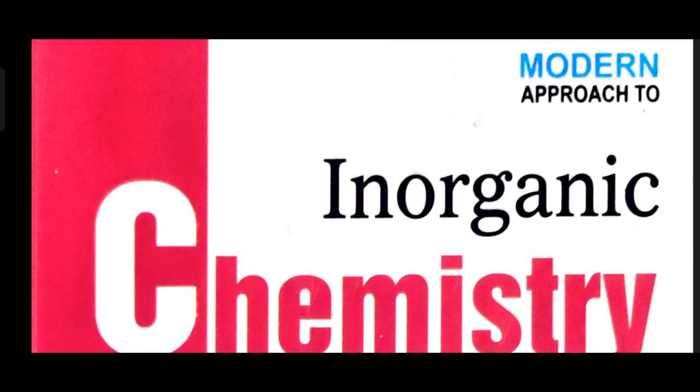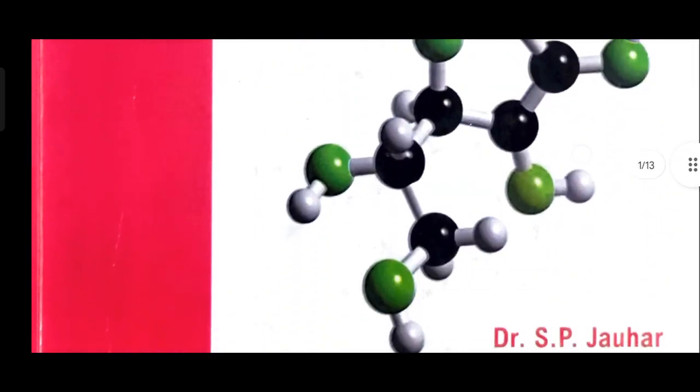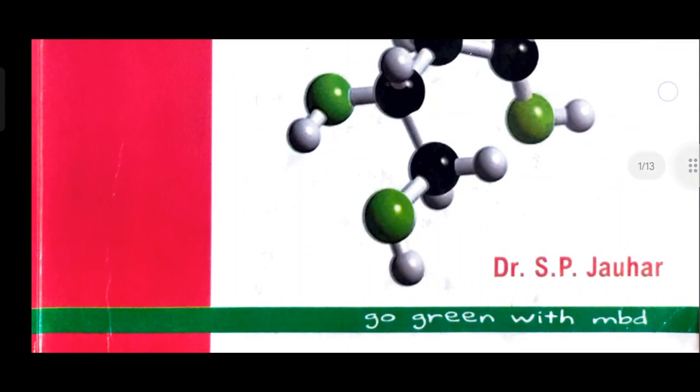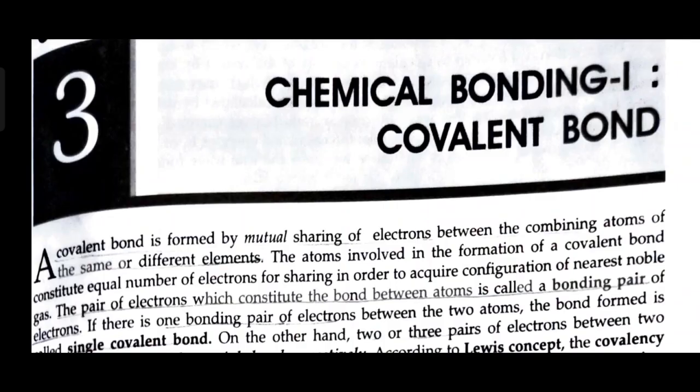In this session of audio lecture for visually impaired students, I have prepared an audio lecture on chemical bonding, covalent bond, which was taken from the book Modern Approach to Inorganic Chemistry, written by Dr. S.P. Johar. So let's start chemical bonding 1, covalent bond.